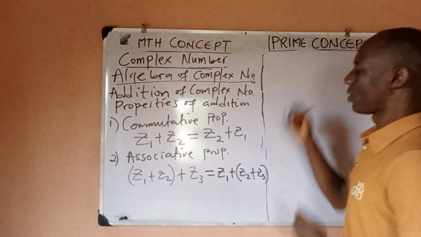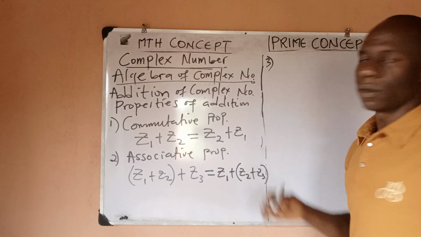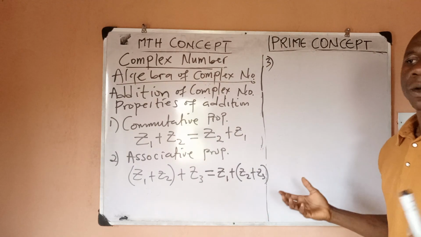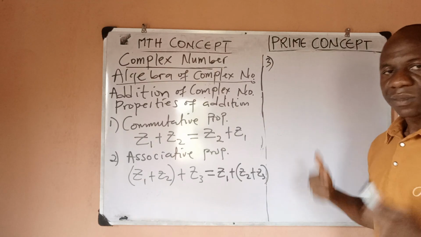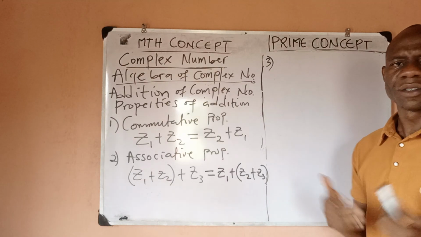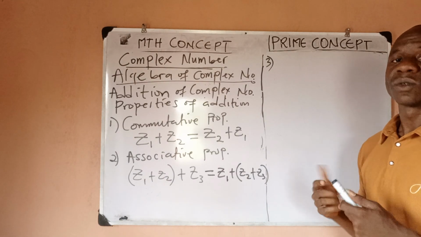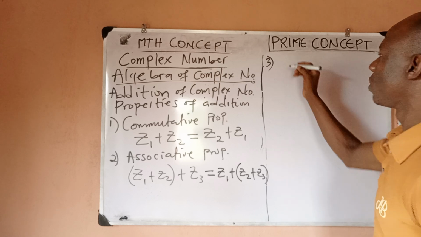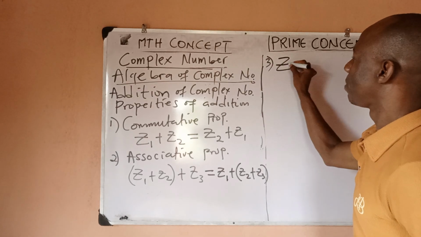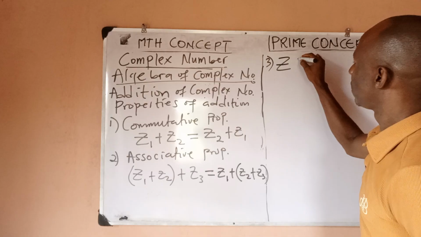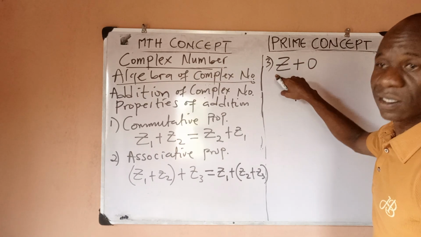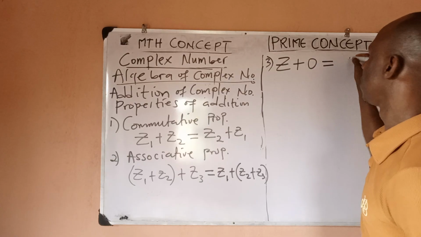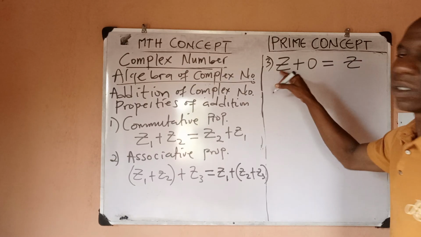Number three, what we also know for real numbers is also true. For every complex number, there is another complex number that is 0, such that when you add 0 to a complex number, it will still give you the same complex number. What we mean is that for any complex number z, when you add the complex number 0 to it, the result does not change. It will still give you the same complex number, what? z.